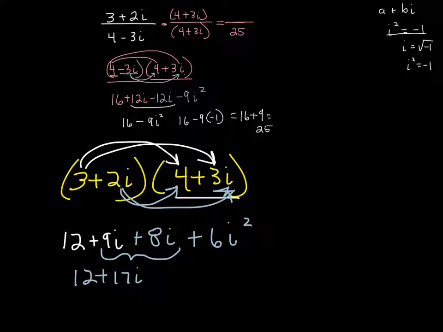Now we recognize over here that i squared equals -1, so we're going to have a -6. Okay, so we still have some like terms because -6 and 12 are both constants, so we can combine those and just get 6. So our numerator ends up being 6 plus 17i. And we can write that back up into the numerator. So 6 plus 17i, and we have the solution to our problem now. And we've done that division.